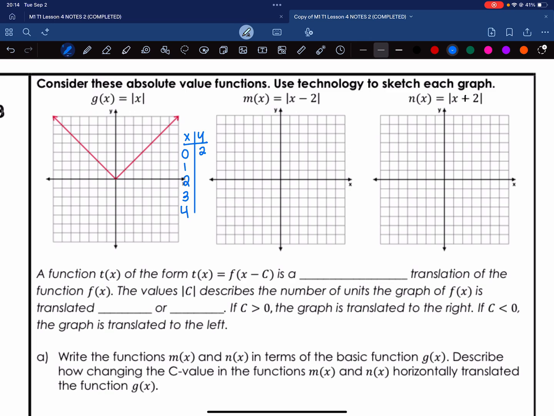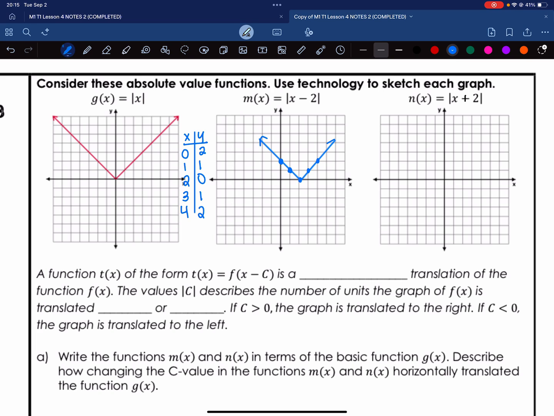The absolute value of negative 1 is positive 1. 2 minus 2 is 0, the absolute value of 0 is 0. 3 minus 2 is 1, the absolute value of 1 is 1. And 4 minus 2 is 2. The absolute value of 2 is 2. So I'm going to plot these points: 0, 2, 1, 1, 2, 0, 3, 1, and 4, 2. And we're going to connect the dots.